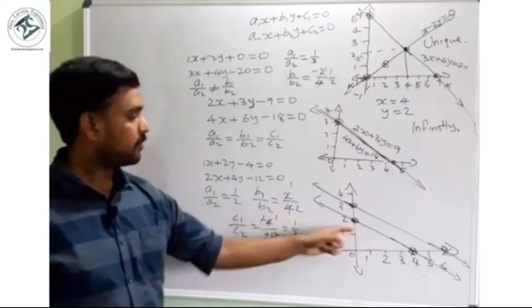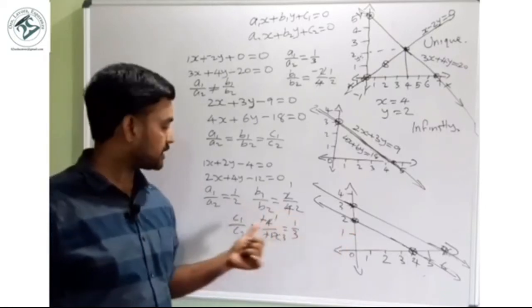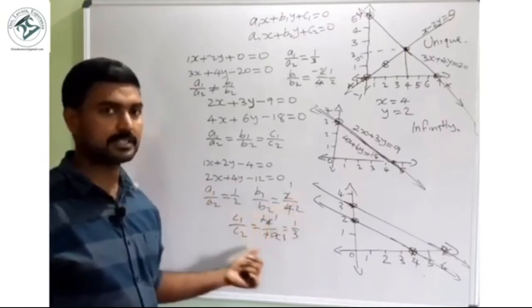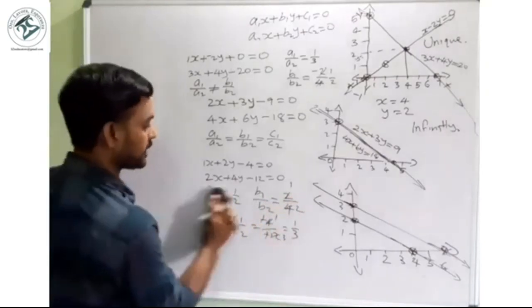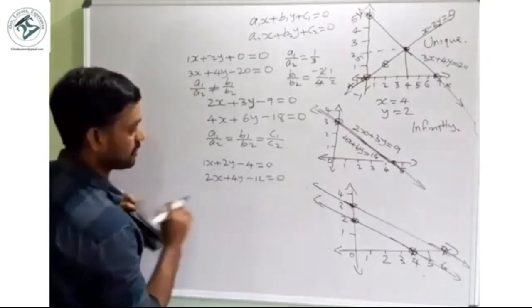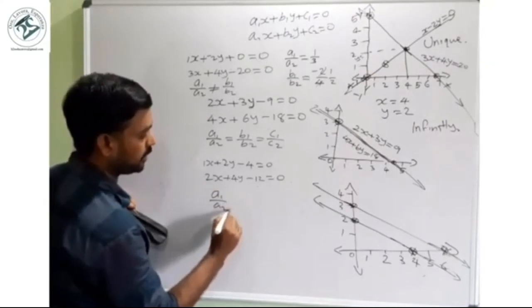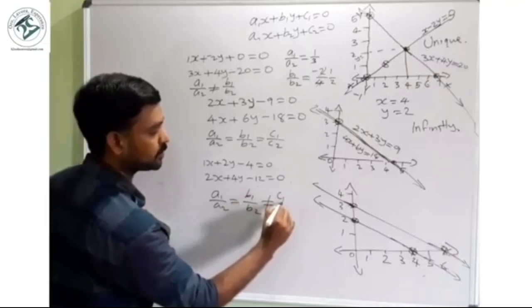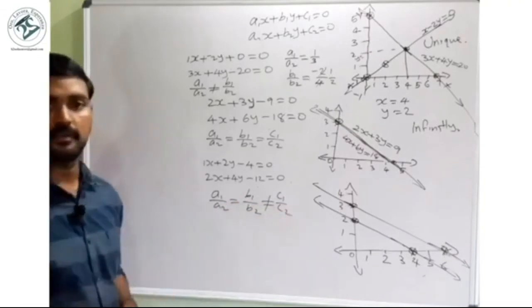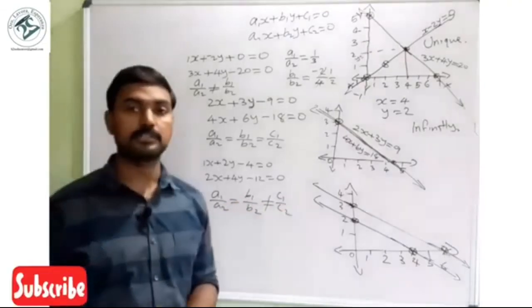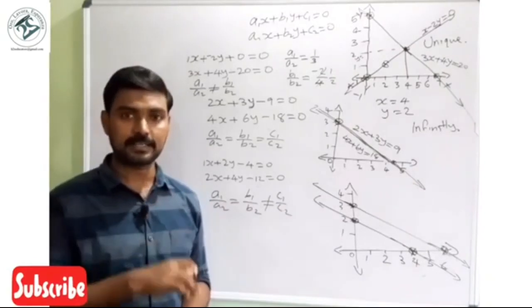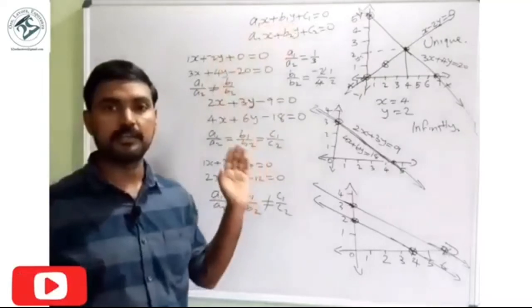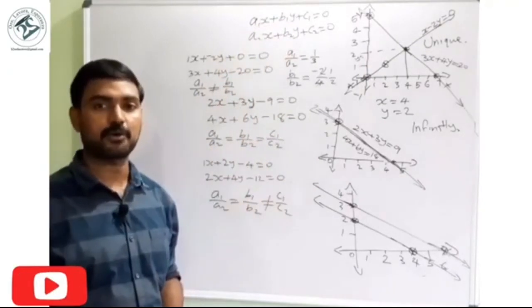So this is the graph of this equation. In this case what is happening, a1 by a2 equal to b1 by b2, both answers 1 by 2, but c1 by c2 is different. So we can write a1 by a2 is equal to b1 by b2 not equal to c1 by c2. What are these a1, b1, c1, a2, b2, c2? These are the coefficients and constants of the general form of the pair of linear equations.